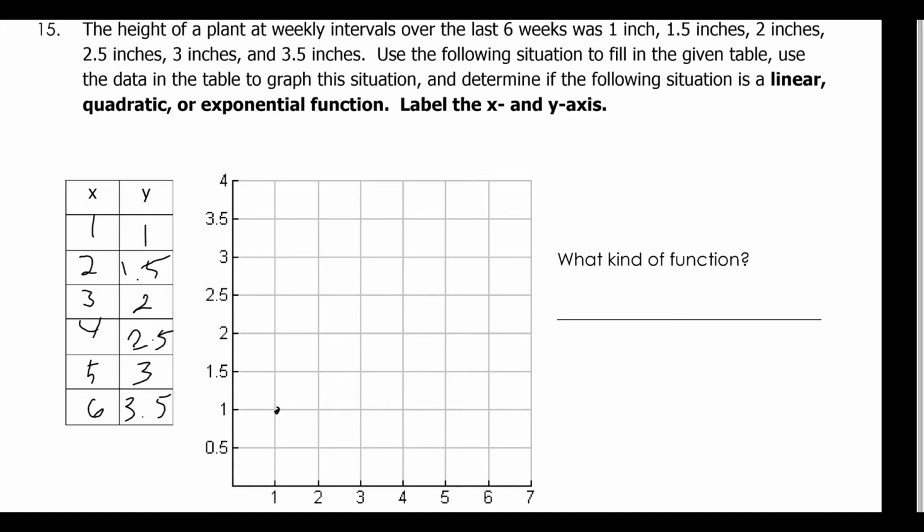So over 1, up 1. Over 2, up 1.5. Over 3, up 2. Over 4, up 2.5. Over 5, up 3. And over 6, up 3.5. Okay, you'd have to be pretty much blind to not be able to see what kind of function this is. This is a linear graph. Make sure that y'all go ahead and plot those points and just see. Your visual acuity is very important to this particular day.